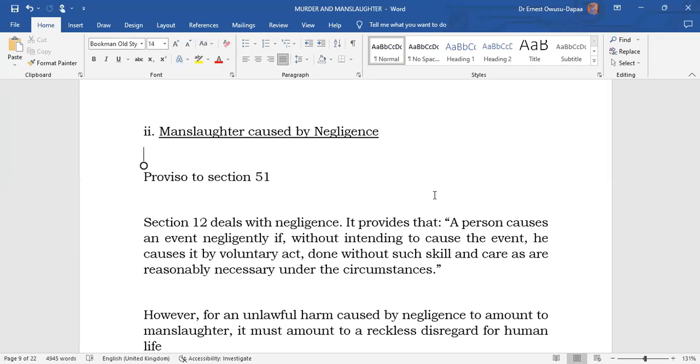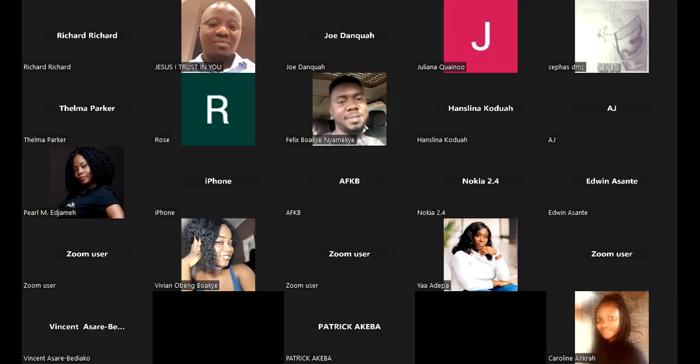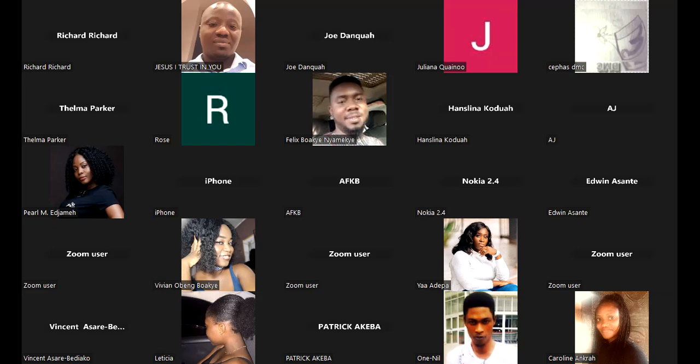So manslaughter caused by negligence, reckless disregard for what? For human life, or certainly give rise to manslaughter. So not negligence per se. So remember, not negligence per se, which is giving rise to the manslaughter in this case, but we are talking about negligence, which amounts to a reckless disregard for what? For human life. So let us keep that in mind. Okay, so I think this is a good point to end.